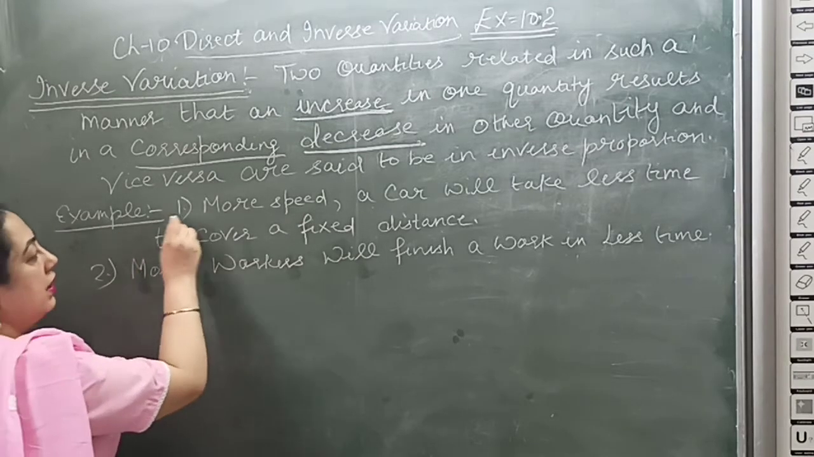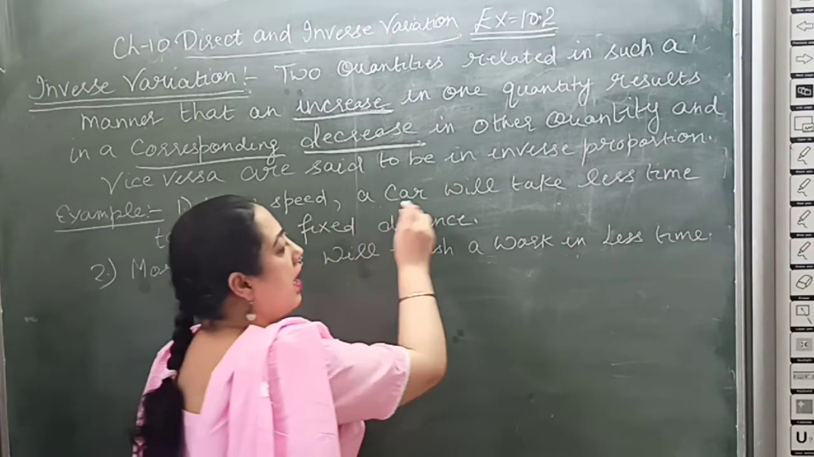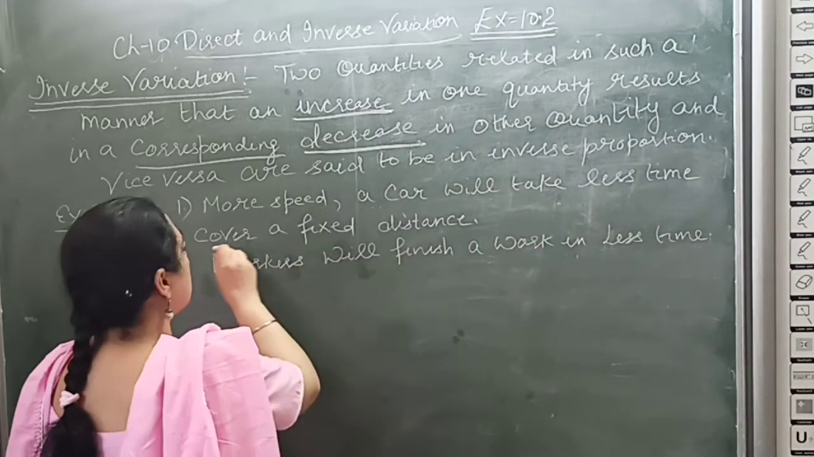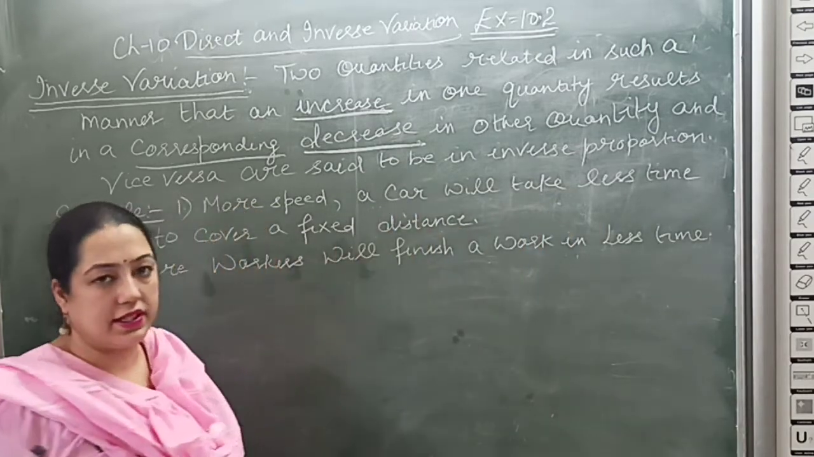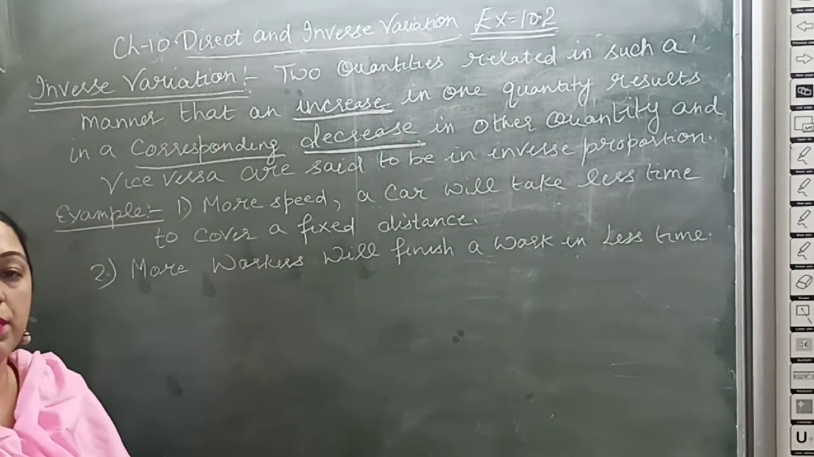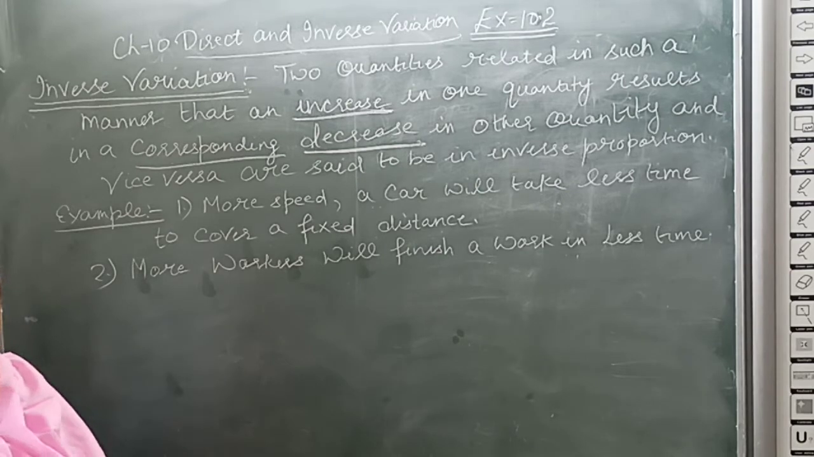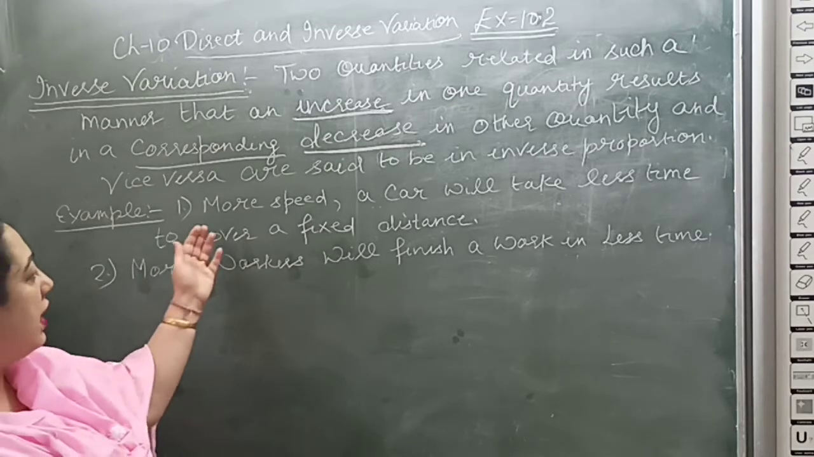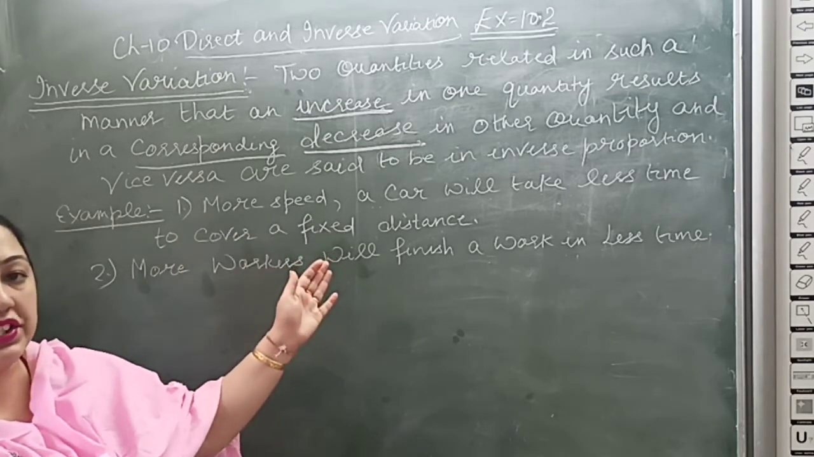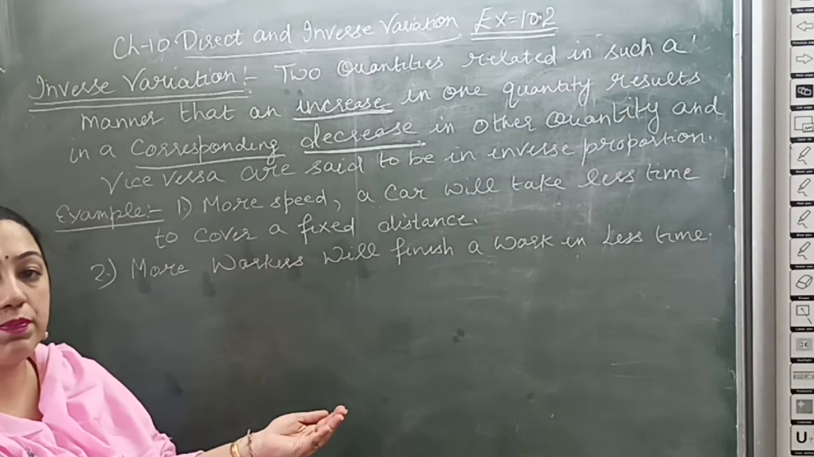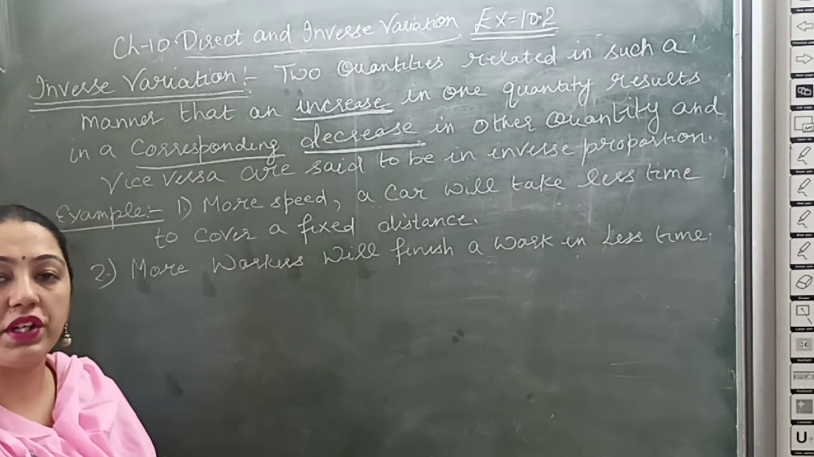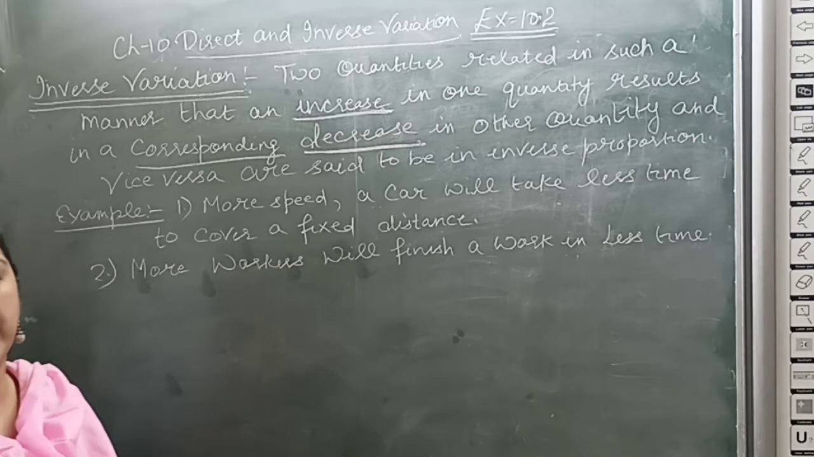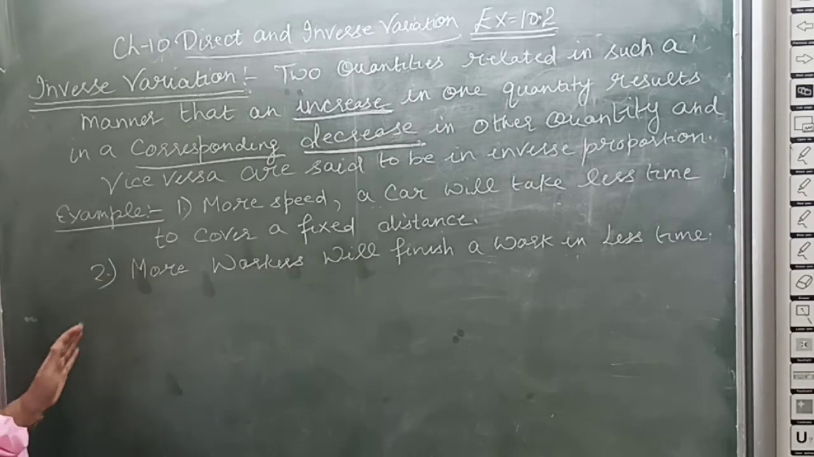For example, the more speed a car has, the less time it takes to cover a fixed distance. If you have to reach some destination and you want to reach very early, you will increase the speed of your car. So you can say this type of variation, in which you increase your speed and take less time to reach a destination, is inverse variation.